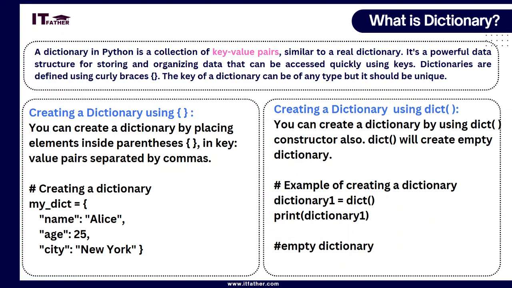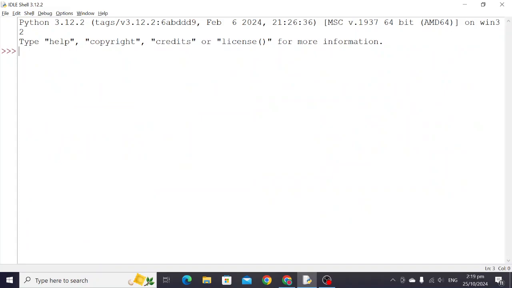Dictionaries are defined using the curly braces, right? Lists are defined using the square brackets. Tuples are defined using the parentheses, but dictionaries are defined using curly braces. The key of a dictionary can be of any type, but it should be unique. So see the example of how to create a dictionary using the curly braces and how to create a dictionary using the dict function. So dict is a kind of method or function, or more precisely we can say it is a kind of constructor of the dictionary class, right?